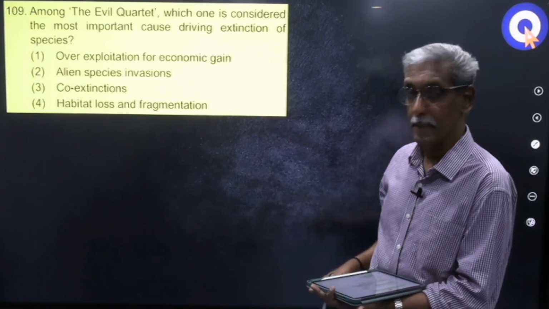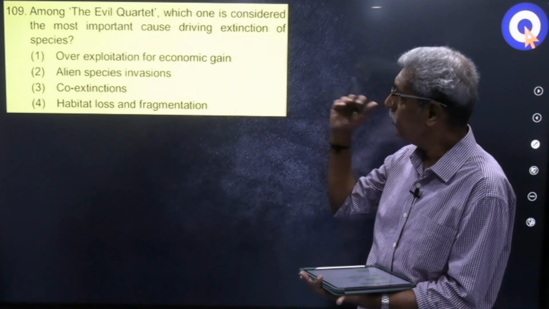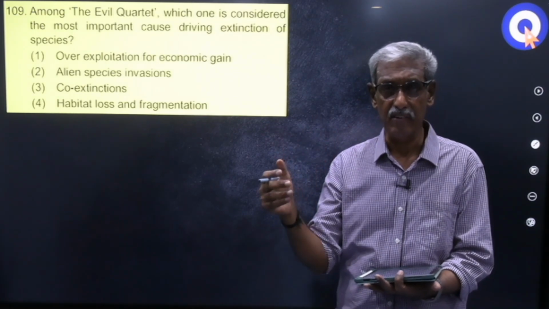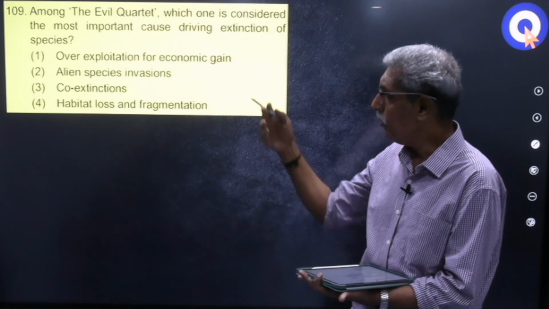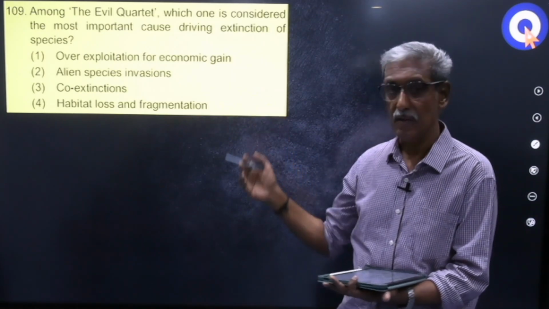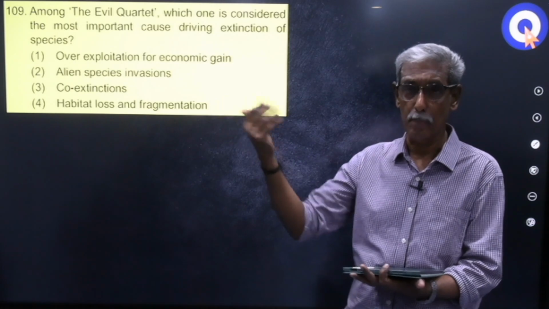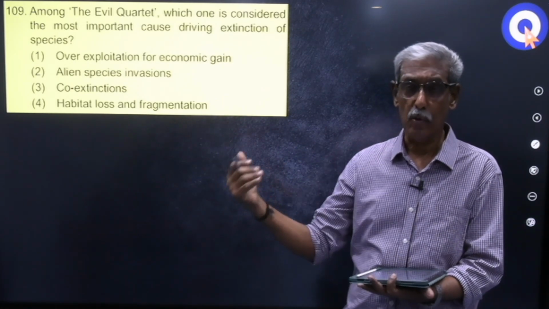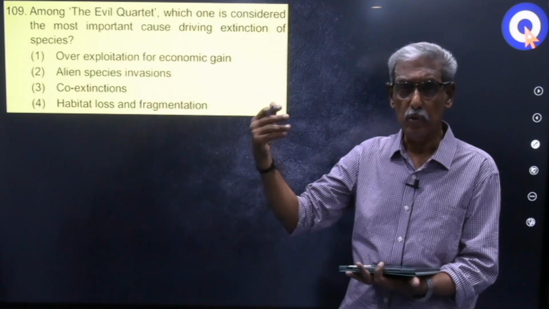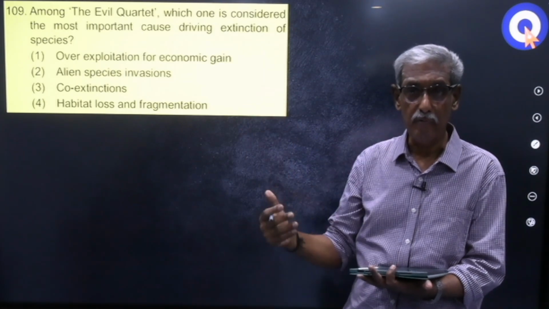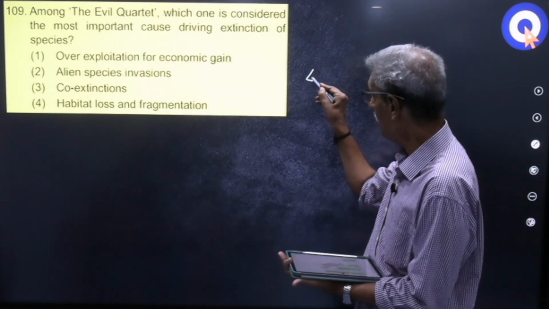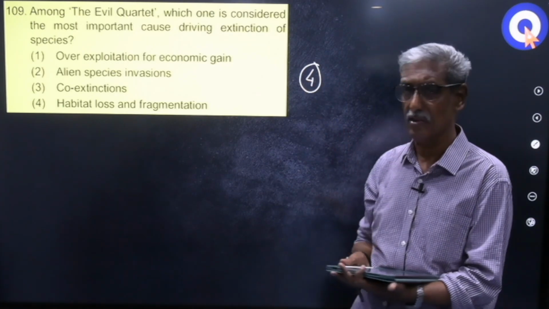So, among the evil quartet, which one is considered the most important cause driving extinction of species? What primarily accelerates the extinction of a particular species? So, we have over exploitation for economic gain, that is primarily anthropogenic. And alien species invasion, supposing a foreign organism comes in, like Parthenium coming into a forest, or Eichhornia going into a water body, are always co-extinctions. That is, you lose a link in the food web or the food chain. Otherwise, we have habitat loss and fragmentation. Remember, habitat loss and fragmentation is the most important driving cause for extinction of species.